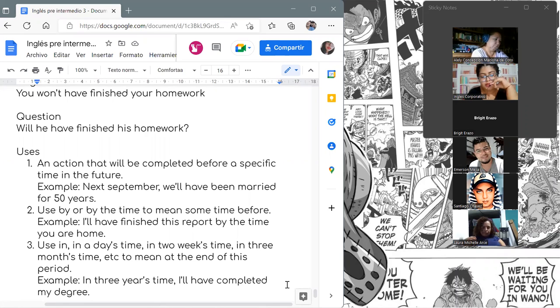Then, to show something finished just before another time action. Para mostrar que algo terminó justo antes de que llegara otro tiempo. Esta es la causa y el efecto. When I arrive, I'll have been working all day, so I'll be tired. Cuando yo llegué o cuando yo llego, habré estado trabajando todo el día, así que yo voy a estar muy cansado. And the last one, with time expressions, by, plus then, tomorrow, next year, etc., by the time, when.